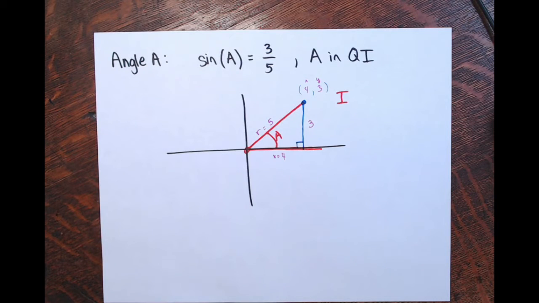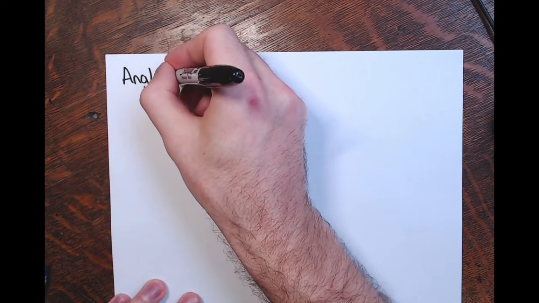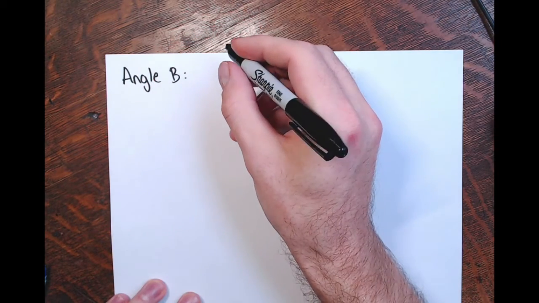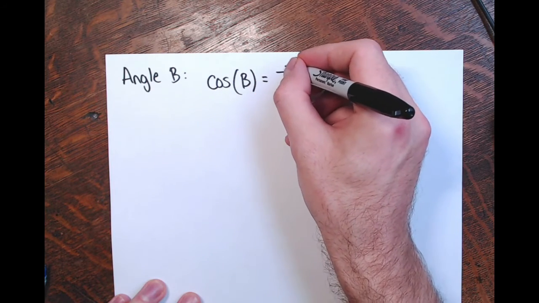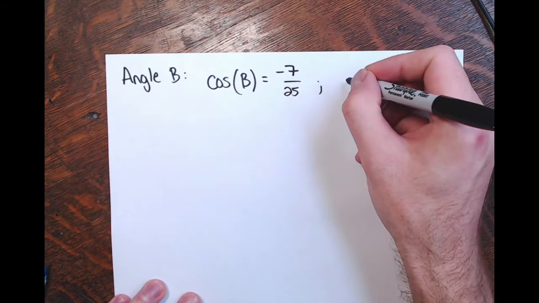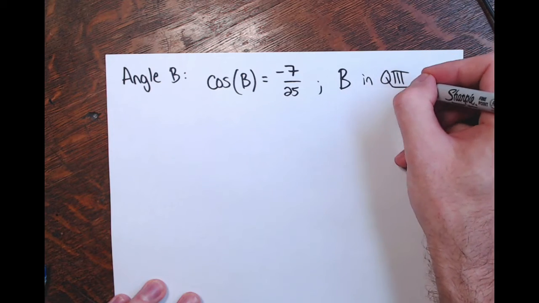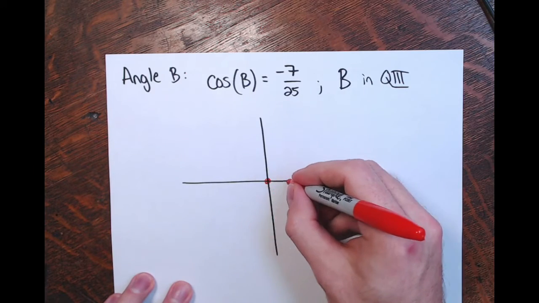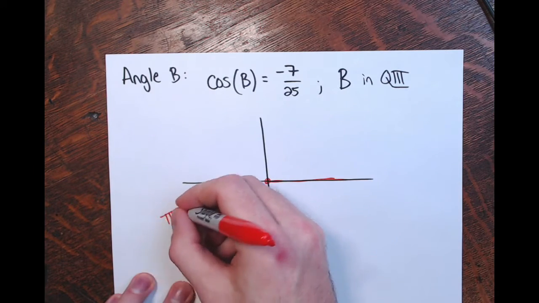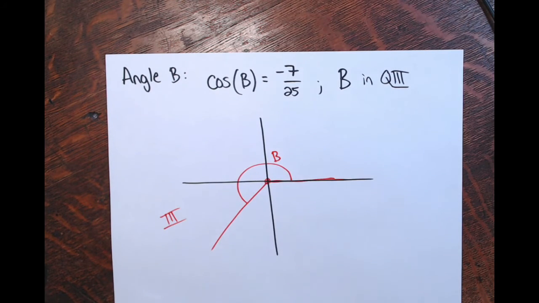Now I'll do the same thing for angle B, that other angle they gave me information about. They told me that for angle B, the cosine of angle B is negative 7/25, and angle B, when drawn in standard position, ends in quadrant 3. So again, standard position, drawing an angle that ends in quadrant 3. Quadrant 3 is down here in the lower left corner. There's an angle that ends in quadrant 3.